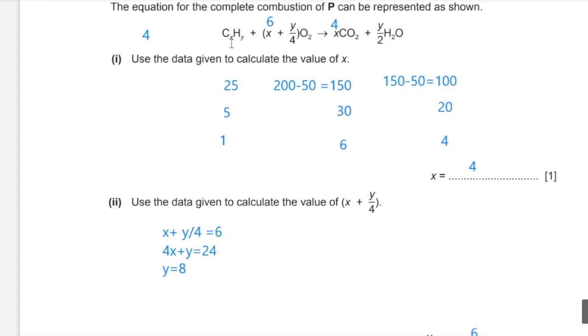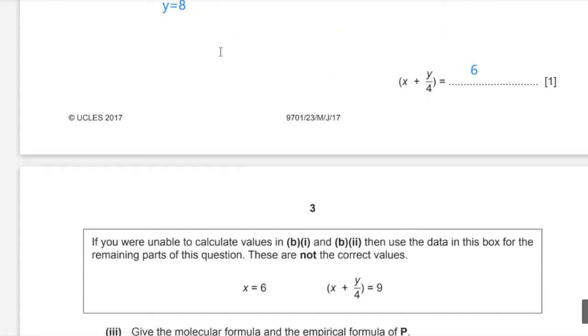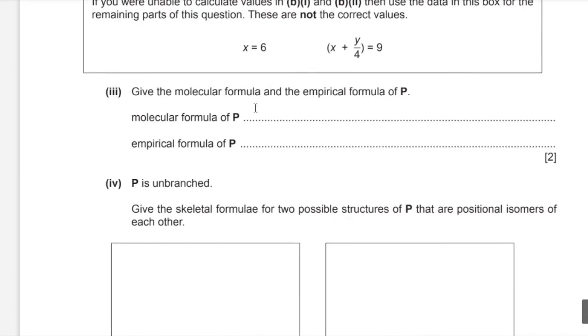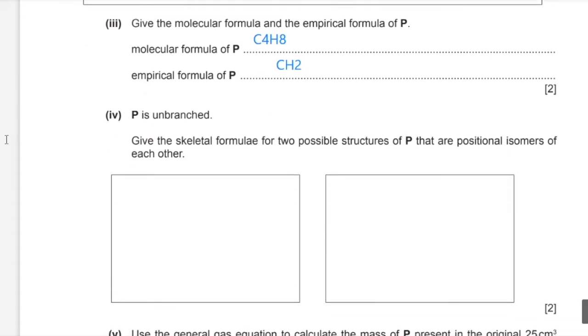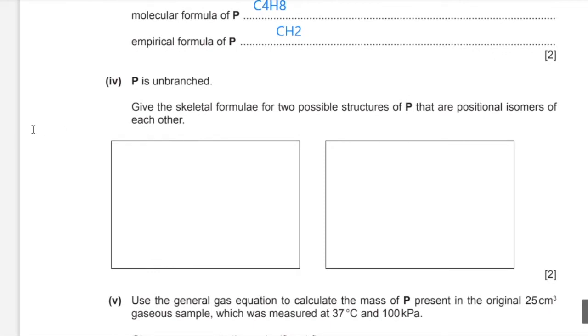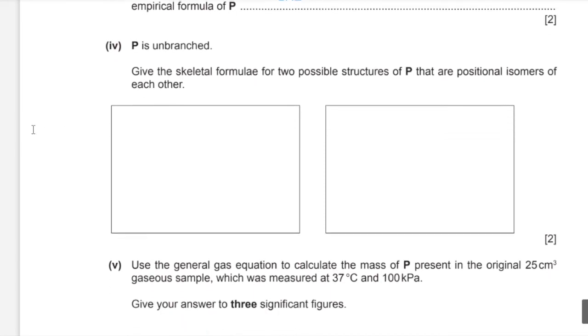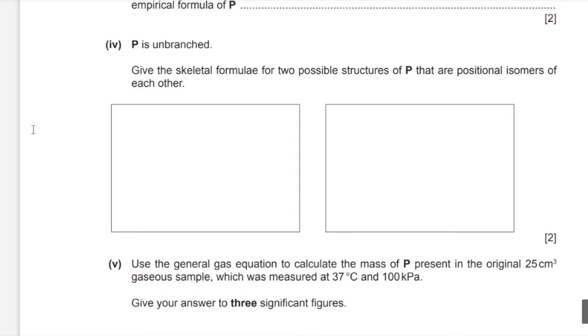So the molecular formula of P is C4H8, and the empirical formula is its simplified version. So you divide both values by 4, which gives CH2. P is unbranched. Give the skeletal formula of two possible structures of P that are positional isomers of each other.